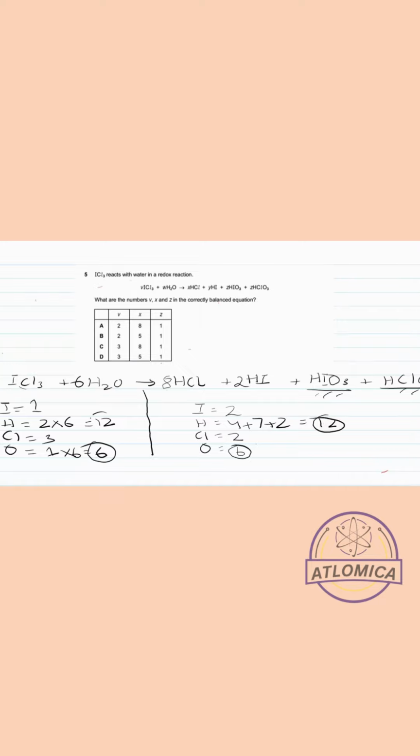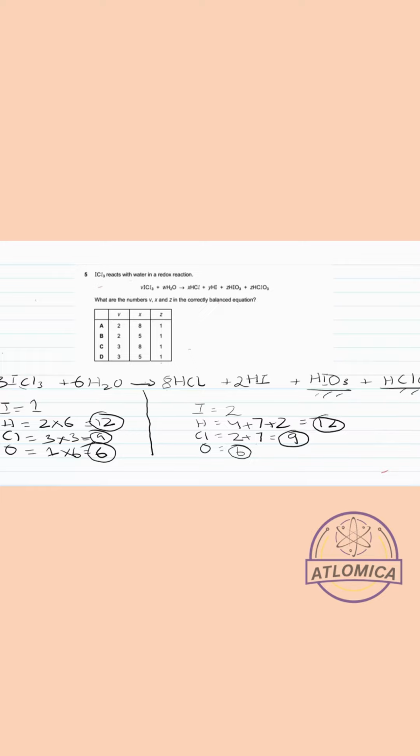So my hydrogen is balanced, but then I have to keep the chlorine in mind. It will be 2 plus 7 also, because above we have plus 7. So chlorine is 9 in total, and here we have only 3. If we multiply this number by 3, we get 9 chlorines. So chlorine is also balanced, and the only thing that remains is iodine, which needs to be balanced.